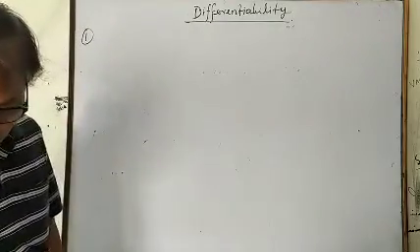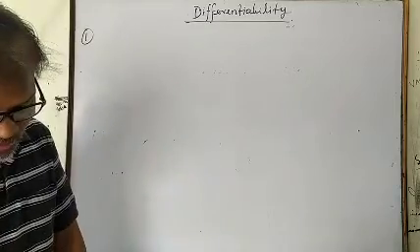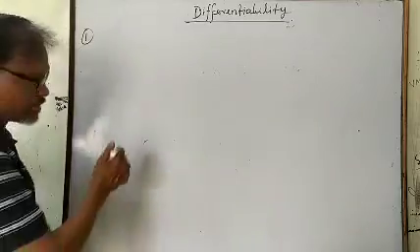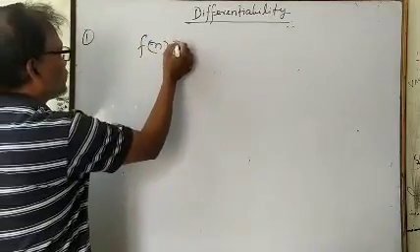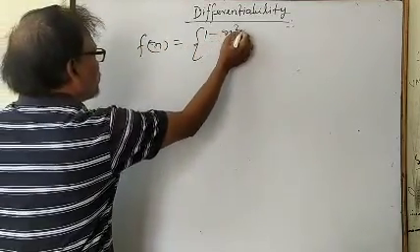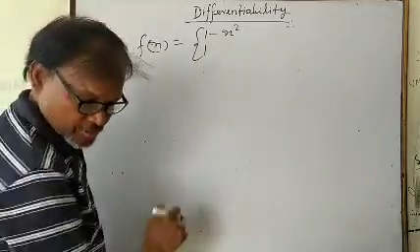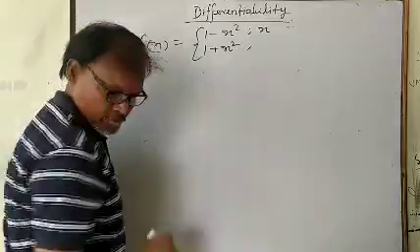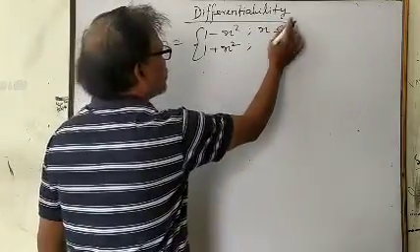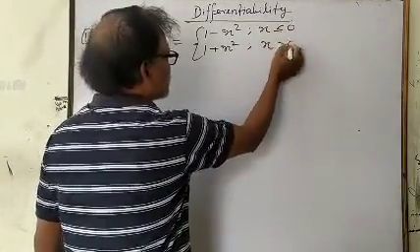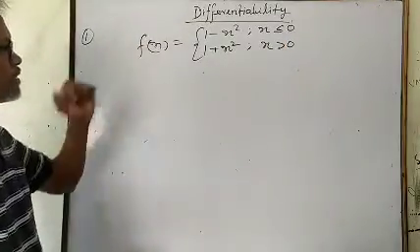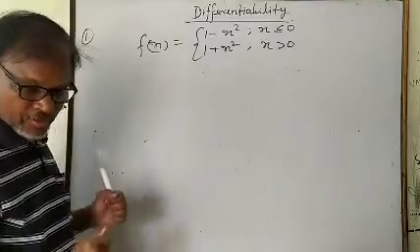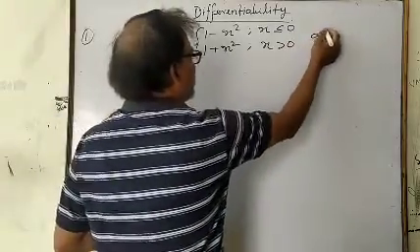Show that a function f is differentiable, where f(x) is 1 minus x square for x less than 0, and 1 plus x square for x greater than 0. This is the function. You have to check the function for continuity and derivative at x is equal to 0.